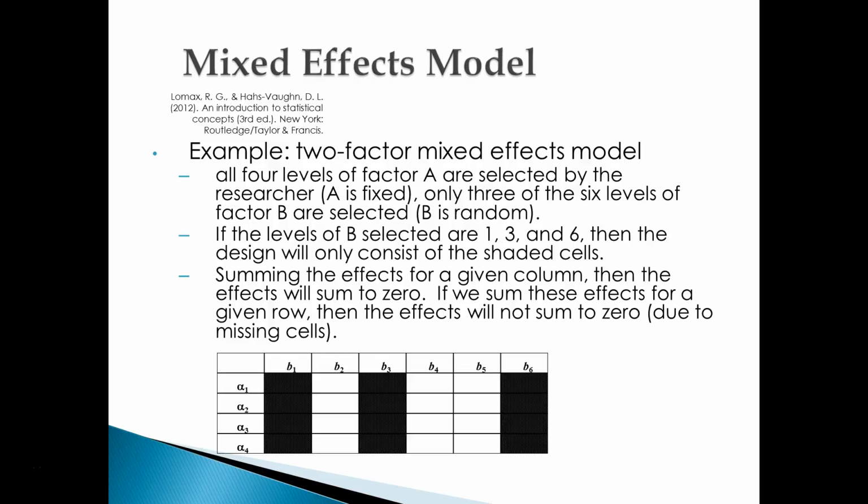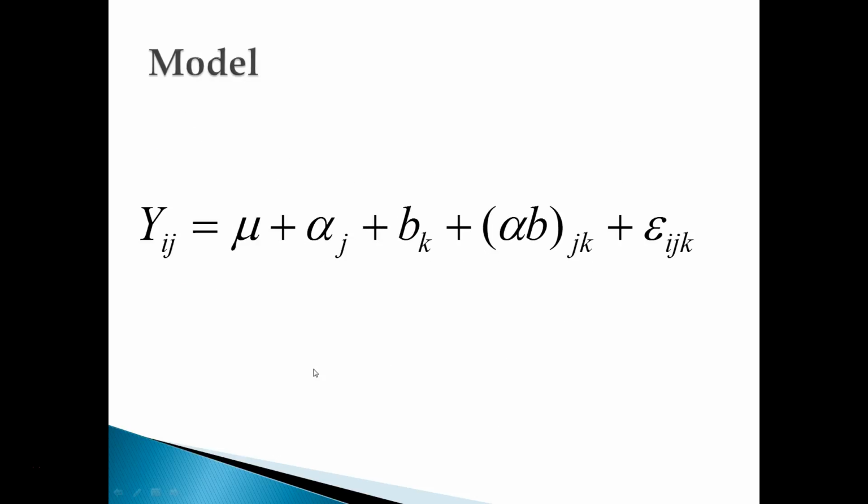I like this example. We have a two-factor mixed effects model. We have all four levels of factor A being tested, selected. So this is factor A. We see we have 1, 2, 3, 4 levels of alpha. And then for B, although there are 6 possible levels, we're just going to randomly select 3 levels, and we end up with 1, 3, and 6. Therefore, A, alpha, is fixed effects, and B is a random effects model.